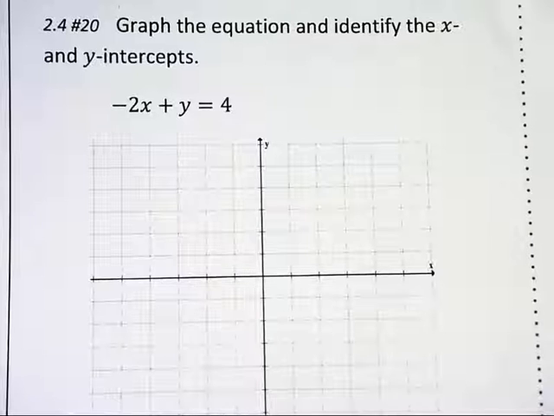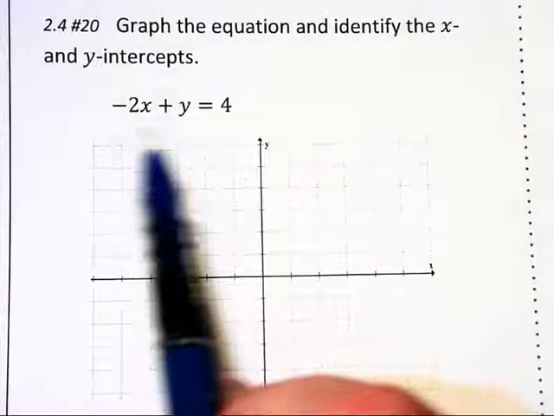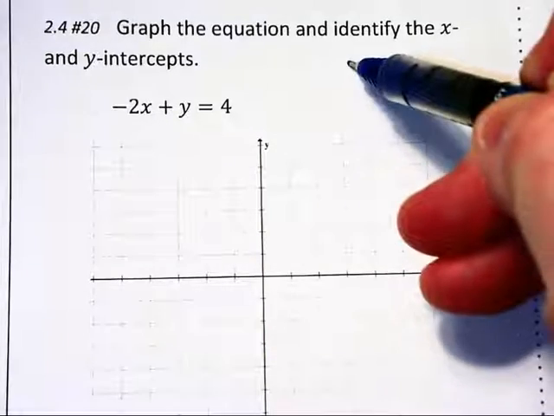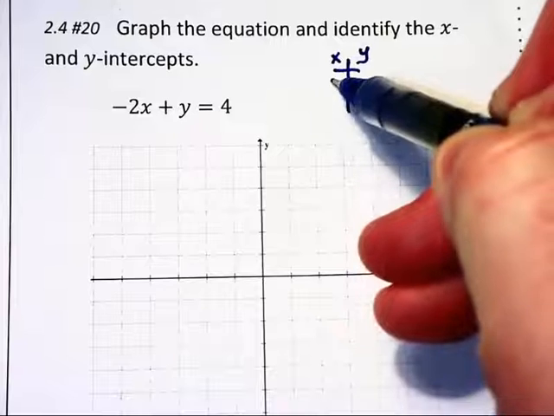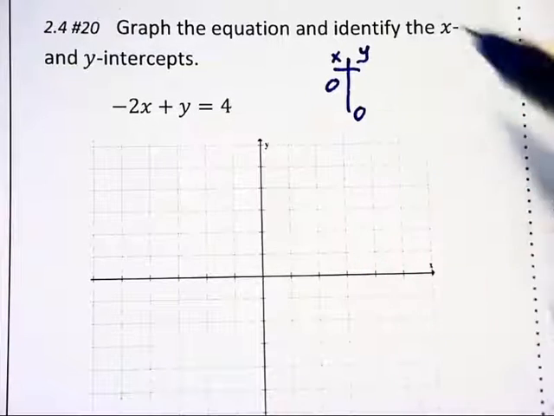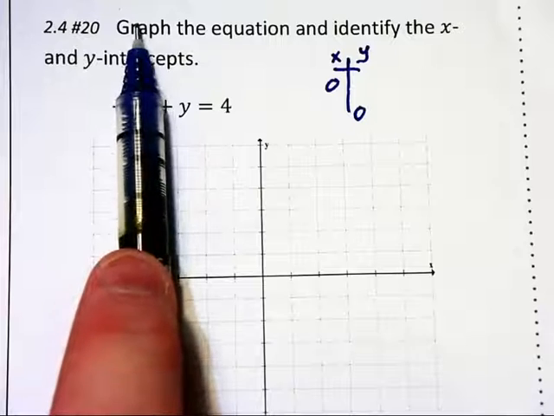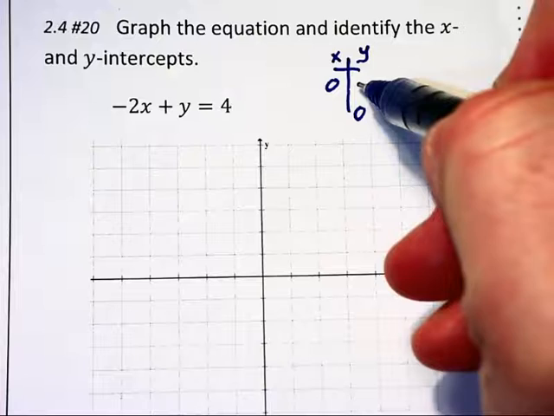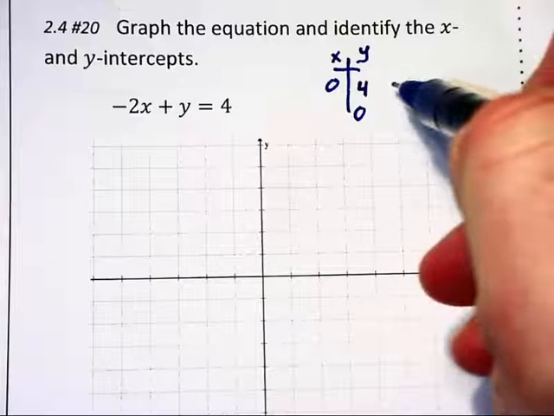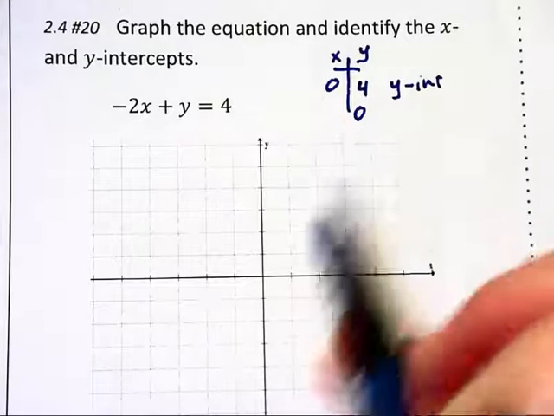Graph this equation and identify the x and y intercept. Because the equation is in standard form, it is much easier to graph by intercepts, letting x be 0 and then y be 0. When you let x equal 0, all you have left, I'm covering up the left, is y equals 4. So (0, 4) right there is the y-intercept. When you let x equal 0, you get the y-intercept.